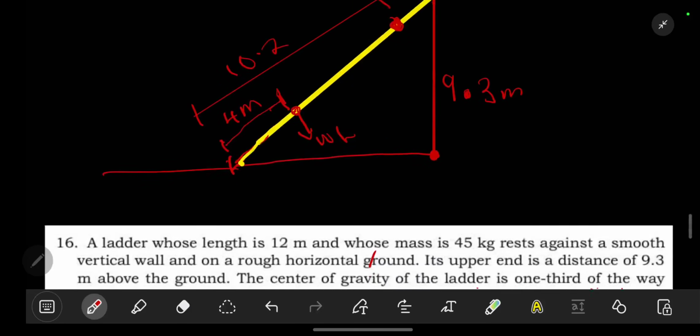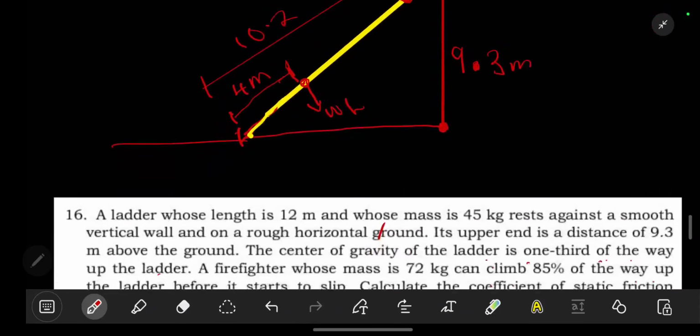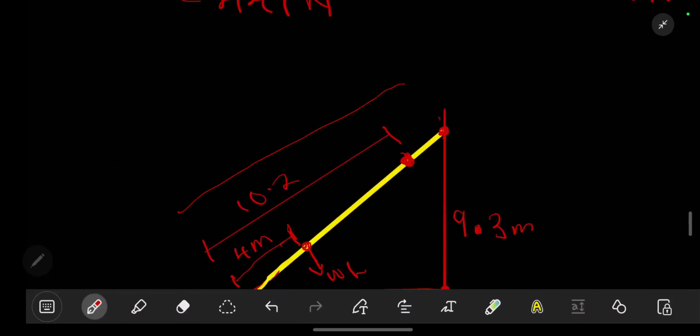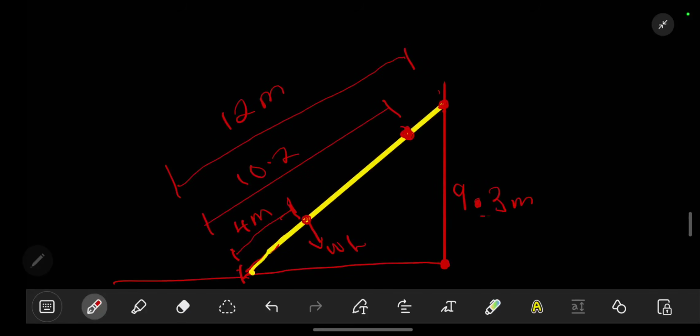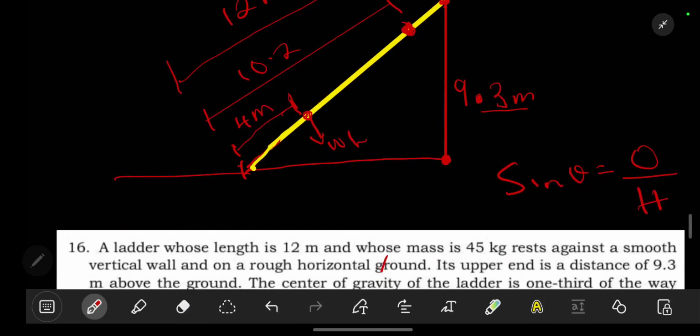Then what other information do we have? Have we been given the angle? We need the angle, so let's find it. The whole ladder is 12 meters. To find the angle, we have the opposite and the hypotenuse, which is the total length of the ladder. We are going to use sine, because the sine of theta is equal to opposite over hypotenuse.